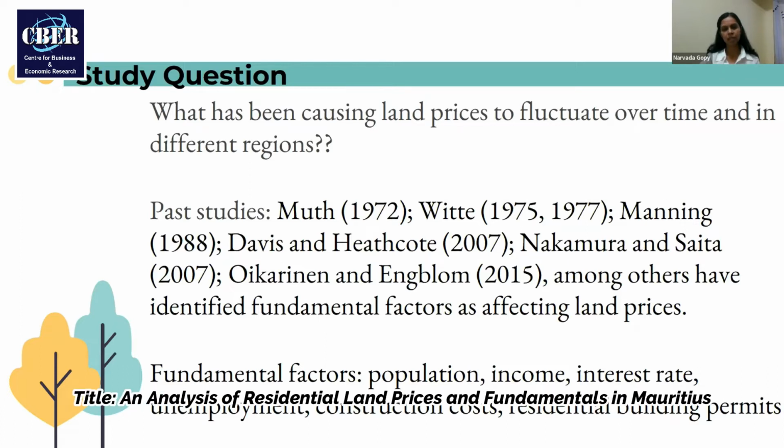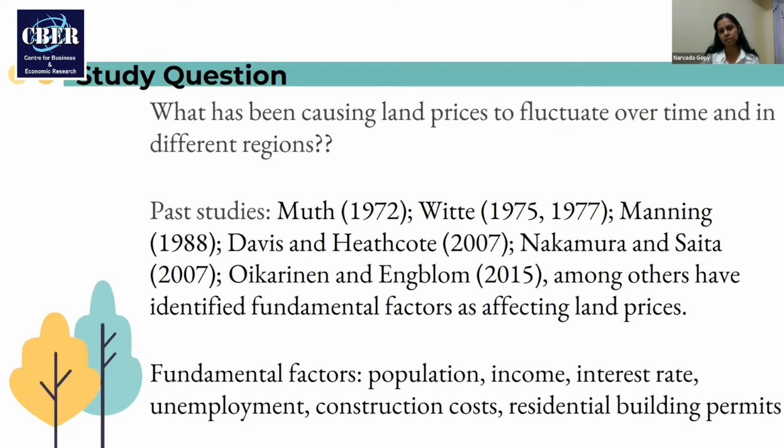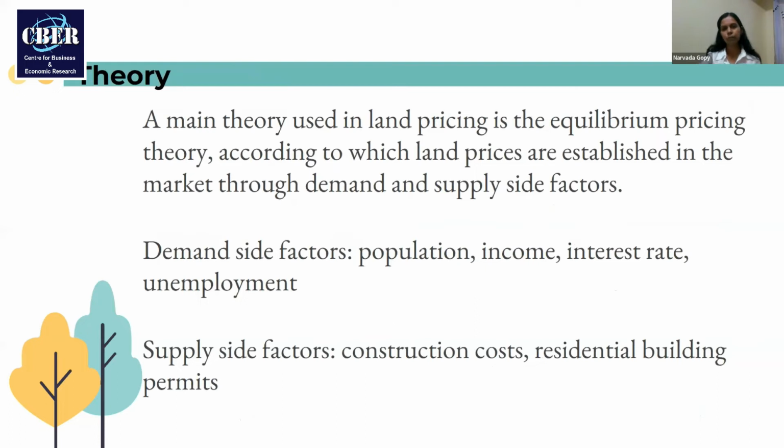In this study, based upon past researchers, the main factors identified as important in explaining land prices are population, income, interest rates, unemployment, construction costs, and residential building permits. Further, one of the main theories used when considering land pricing is the equilibrium pricing theory, according to which residential land prices in the market are normally established through factors affecting the demand of land and also factors affecting the supply of land.